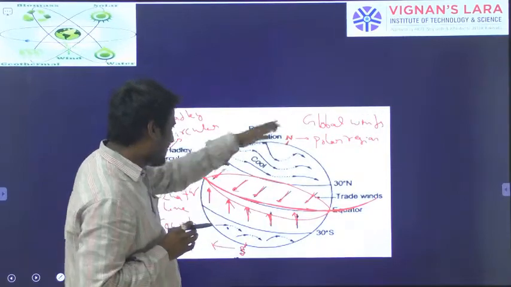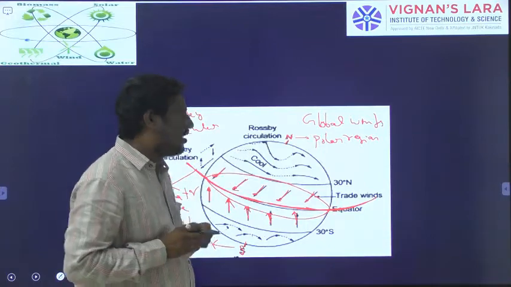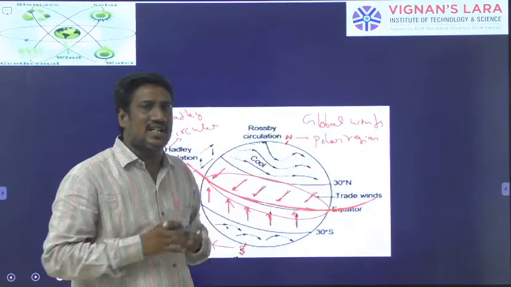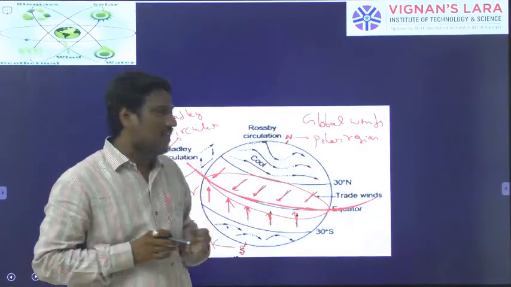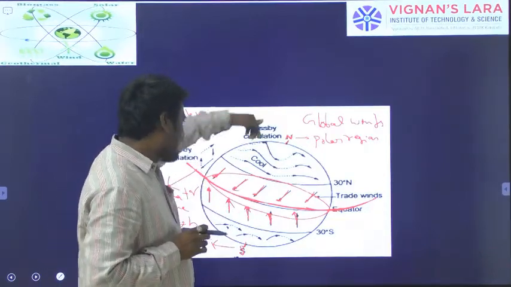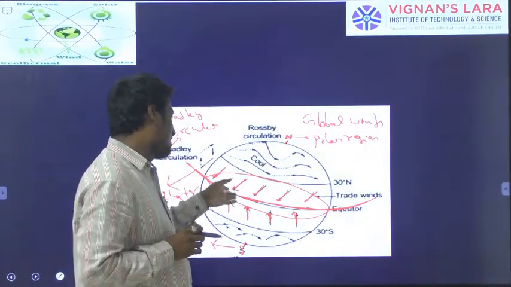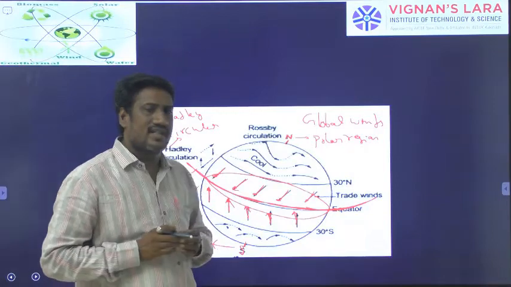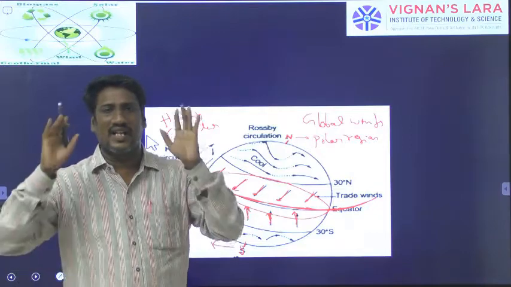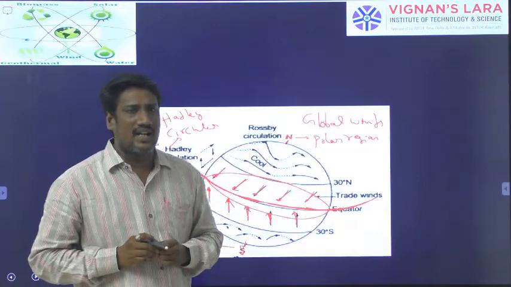Okay, so like this, global winds will flow from polar regions to the equator region, and there is a slight deviation towards the west. As continuously the earth is spinning, the direction of wind is slightly inclined towards the west. This is about the global winds. Because of the uneven temperatures between polar regions and the equator region, we will have global winds.